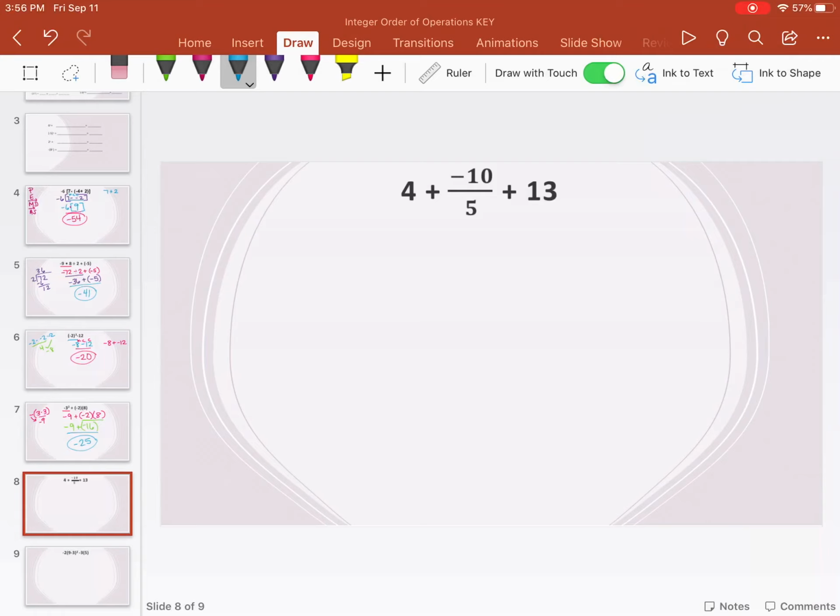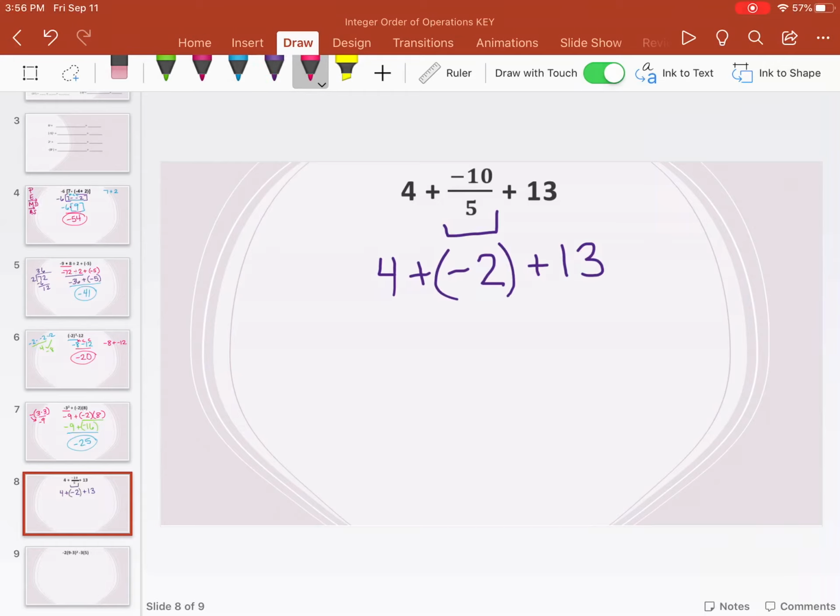All right, this one looks a little weird because it's got this fraction in it, but remember a fraction bar is just a division sign. So we're going to start here on that step right there and basically just simplify the fraction. So negative 10 fifths, or negative 10 divided by 5, that makes a negative 2. And I'm going to bring everything else down.